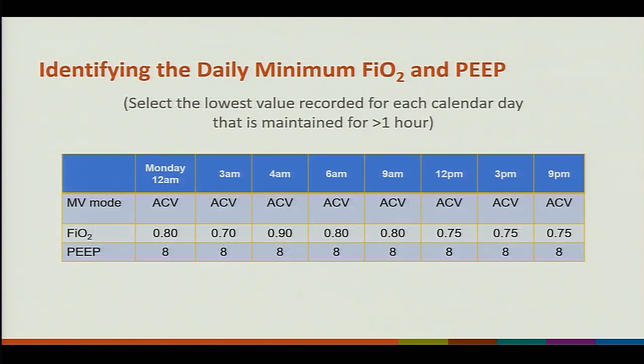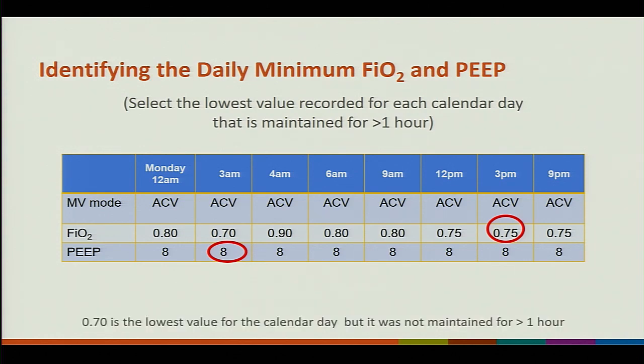In this example, there are periods of time where the values are documented on an hourly basis, so it is important to choose the value that was maintained for greater than 1 hour. Following the protocol guidance, in this example, the daily minimum FiO2 is 75, and the daily minimum PEEP is 8. 70 is the lowest FiO2 that's recorded for the calendar day, but it was not maintained for 1 hour. At 3 a.m., it was 70, and at 4 a.m., the setting was recorded at 90.